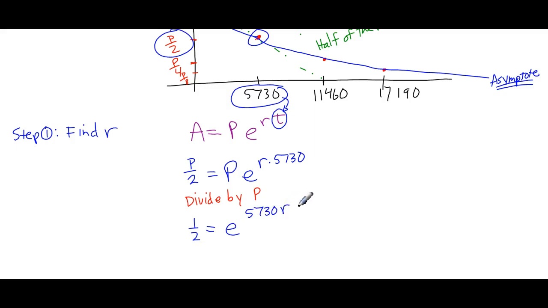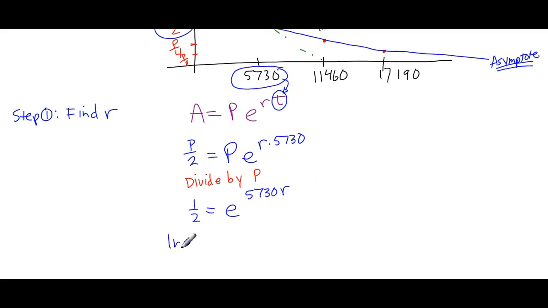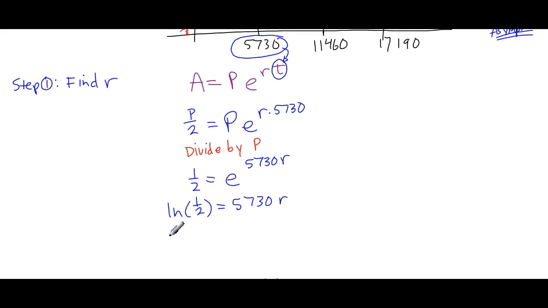So really, you don't have to know the starting amount if you know what the half-life is. Any starting amount will get cut in half in that length of time. So, get rid of the coefficient by dividing by it, and you're down to a single variable. Move the base to the other side, turn it into a logarithm. And then divide by the 5,730, and you've got your decay rate.